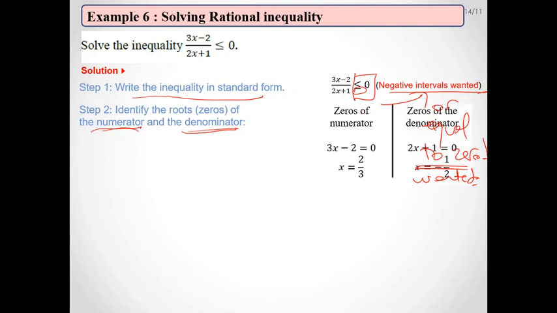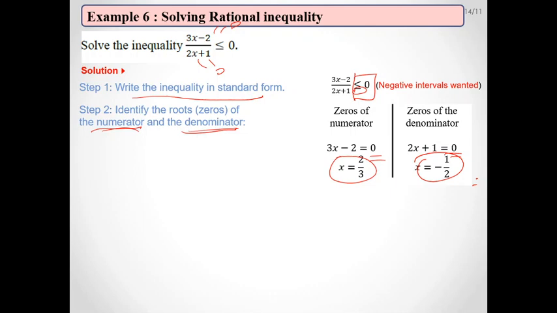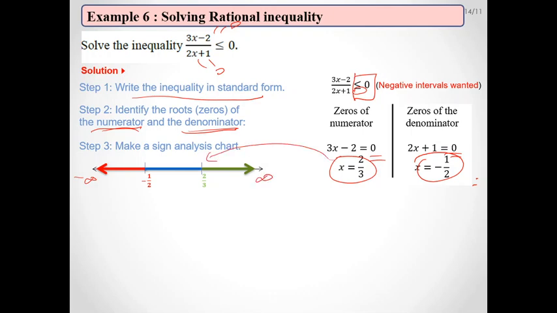How do you solve them? How do you find the roots? You set them equal to 0, and then you get these two roots. Then the next thing is you will put them in here. You can put negative infinity, positive infinity. You make the real line, and you put them in the real line.